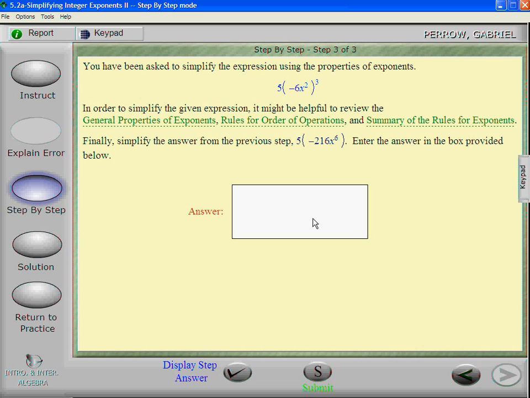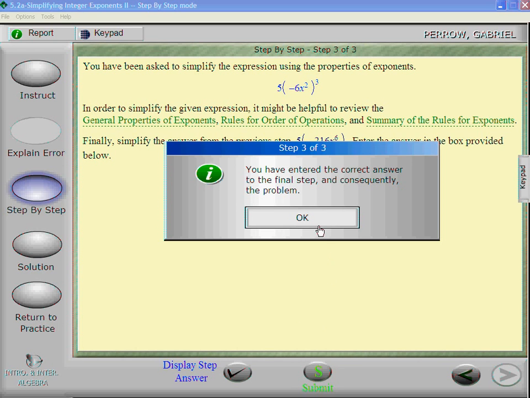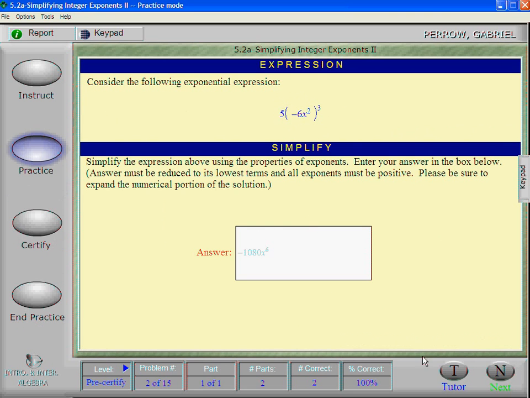Say, well, what's the final answer? If I take 5 times negative 216, it's still going to be negative, and I'm going to end up with, I believe, 1080. So negative 1080 x to the 6th. And that's the final answer. Okay, so let's go to the next one.